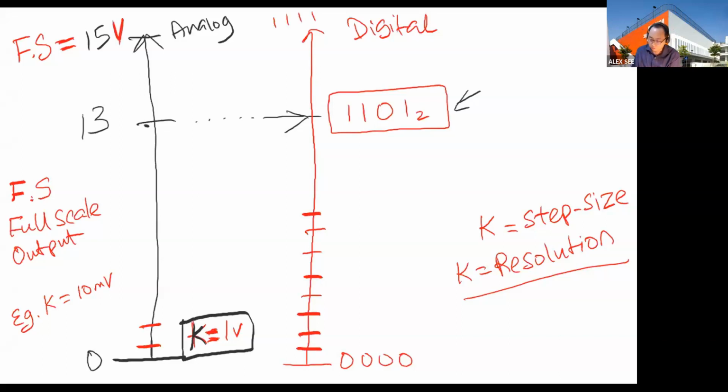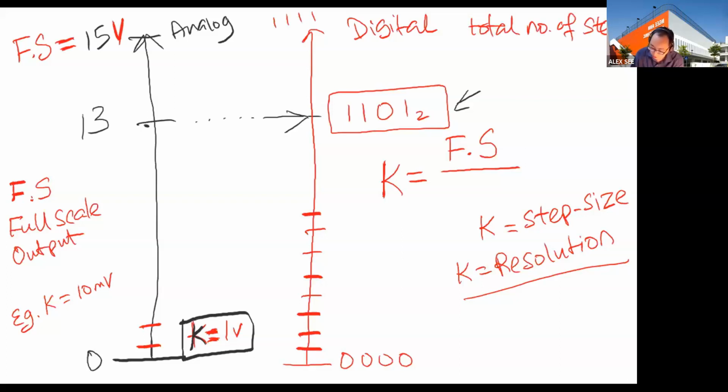So the full scale here is 15 volts. If I want to know what is the K, on the left hand side, K is actually equal to the full scale divided by the total number of steps, right? Do you know how many steps are here in this 4-bit system? I call it the total number of digital steps.